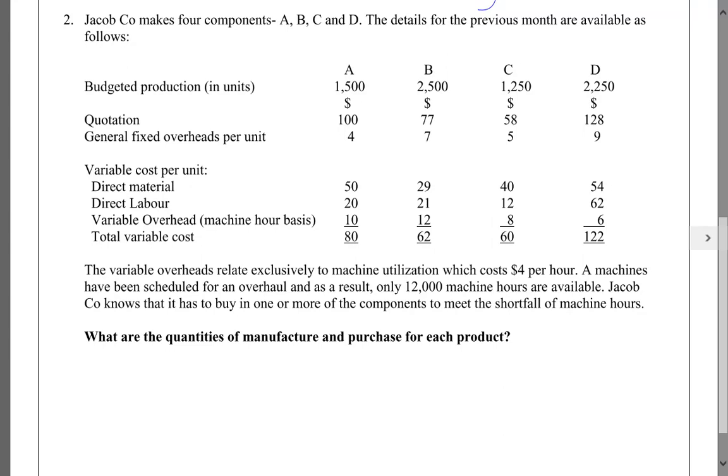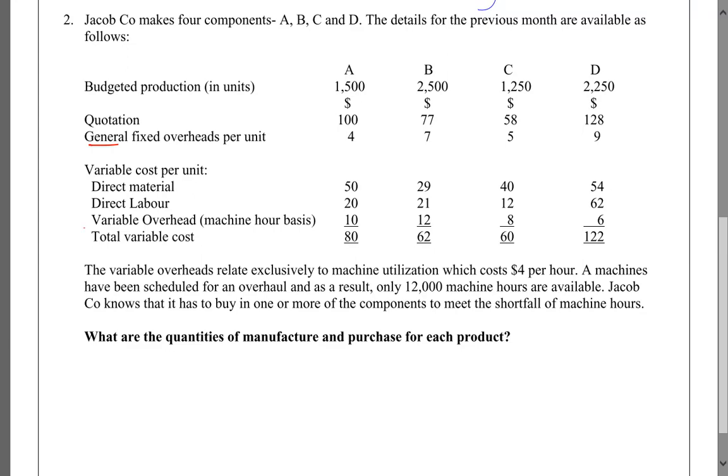General fixed overhead per unit. Whether we make or we do not make, this overhead is still going to be incurred. So it's not an additional cost if I produce. So for our decision, we don't need to include this general overhead. Variable cost: material, labor, variable. These are the costs I will incur if I make. Produce more, then I incur more. The variable overhead, we are looking at this one.